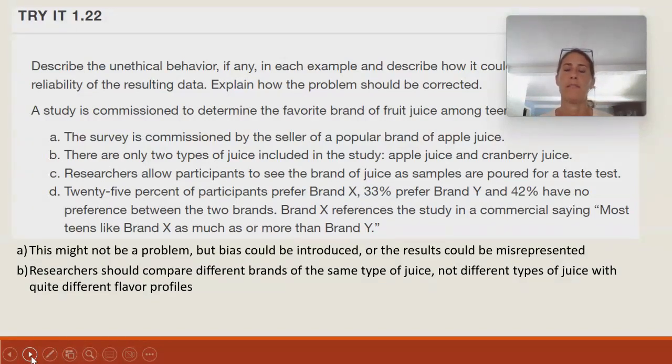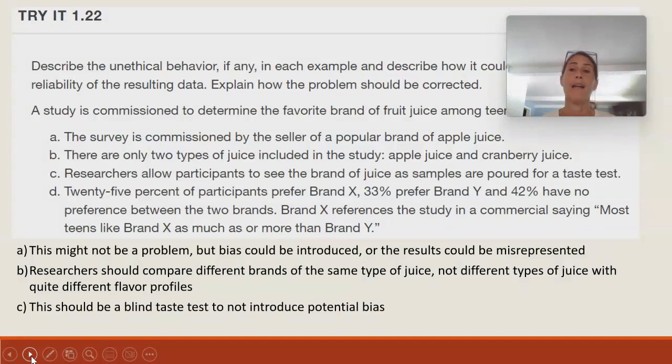C, researchers allow participants to see the brand of juice as samples are poured for a taste test. That could definitely influence people, and so this should be a blind taste test to not introduce that potential bias.